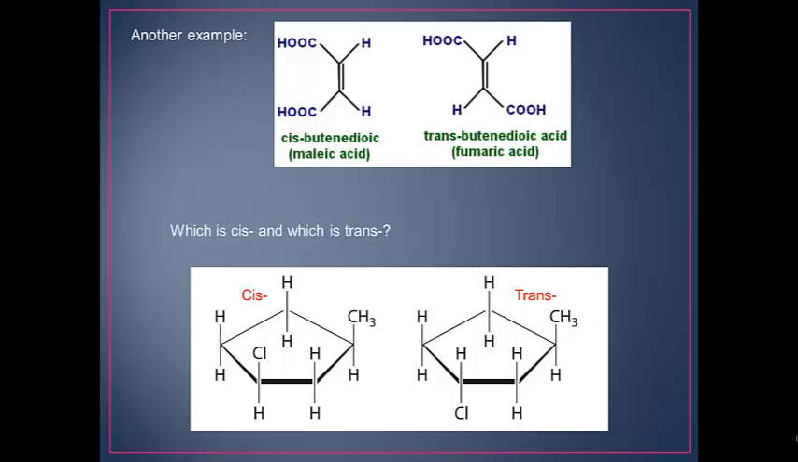Okay, so the first one should be cis because the 2 important things, otherwise not hydrogens, are on the same side, and then the other one would be trans because they're on opposite sides.